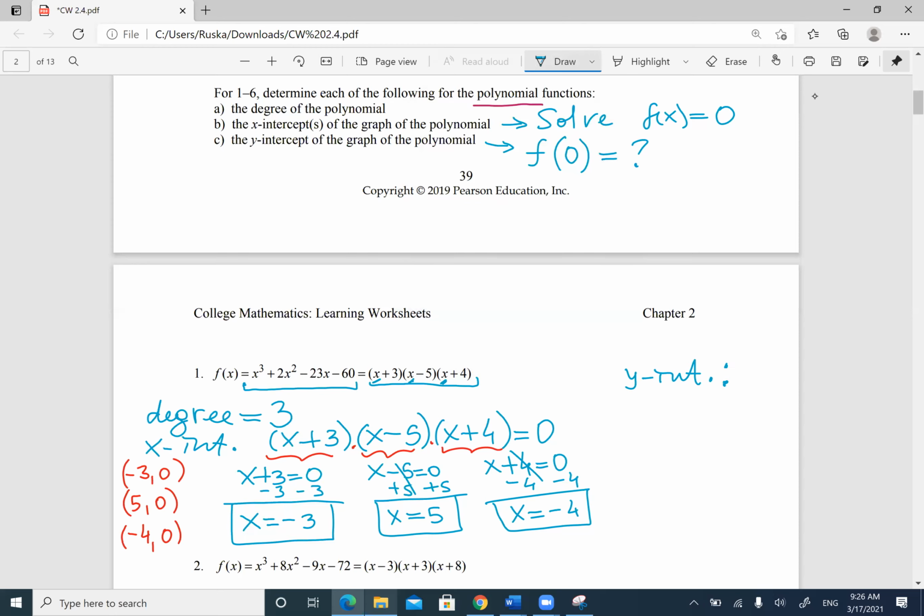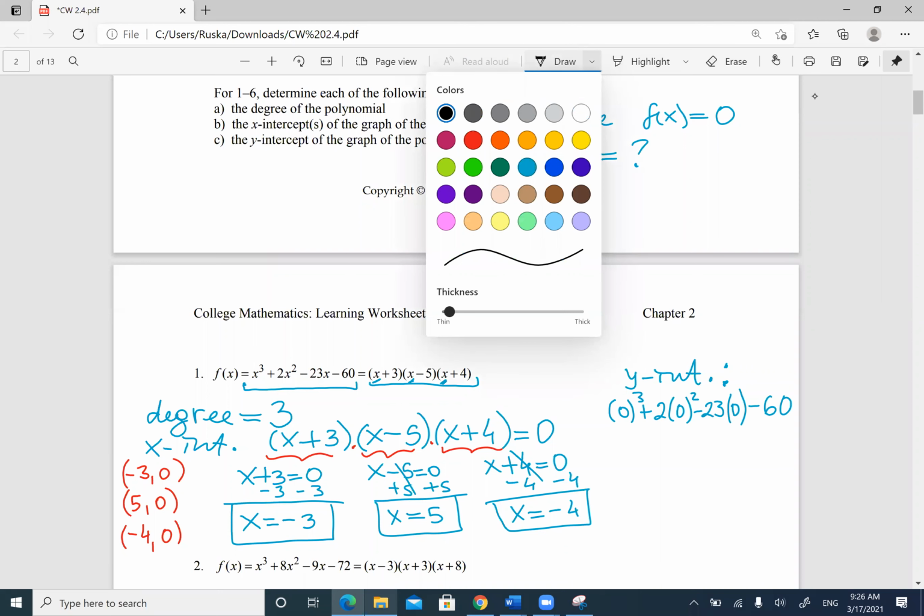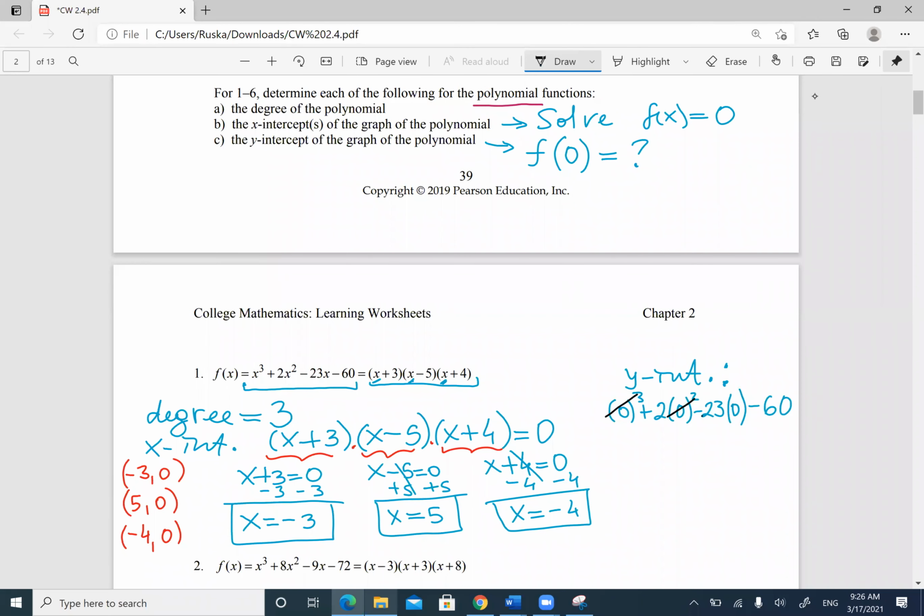Now, you can plug in both of those, but it's easier if you use the first form. If you plug it in here, it's going to be 0 cubed plus 2 times 0 squared minus 23 times 0 minus 60. Why is it easier this way? Because everywhere you have x it's going to be 0, right? And the answer is -60 is left.